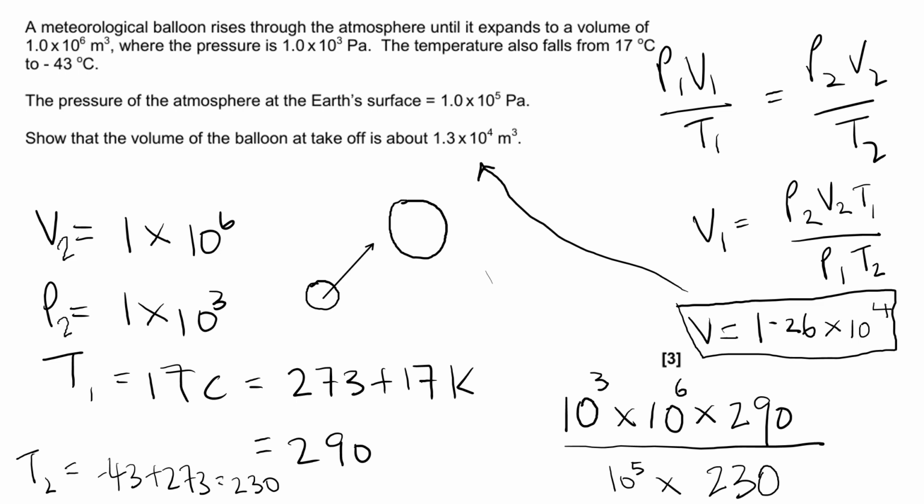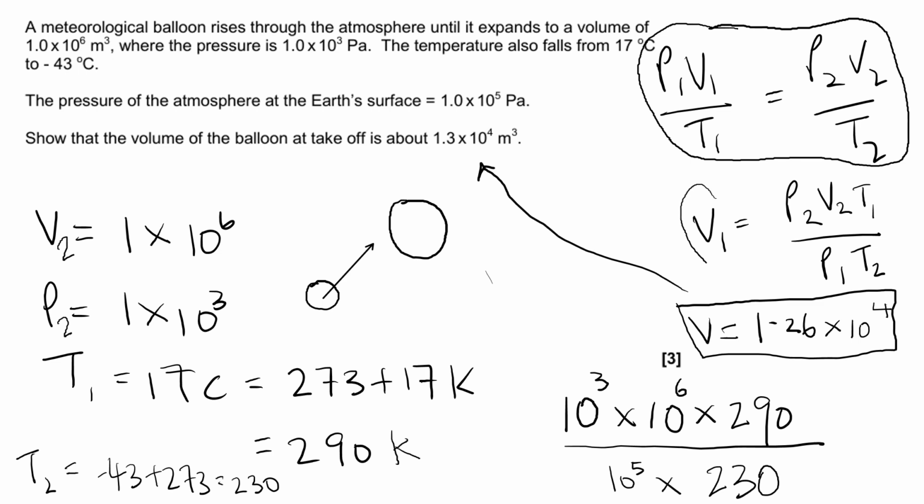So your T1 is 17 Celsius, and that is 290 Kelvin. Your final temperature is minus 43 Celsius, and that is 230 Kelvin. So you're using this equation, P1 V1 over T1 equals P2 V2 over T2. Rearrange for V1 because you want to work out the volume at the start. This is when it's at the start, so you want V1 here. Rearranging, you get 1.26 times 10 to the 4, right? And that's the show that question.